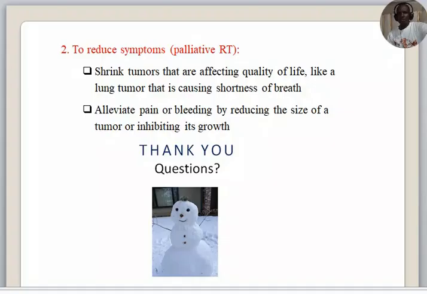The second reason we do radiotherapy is to reduce symptoms, which I already talked about, that is palliative radiotherapy. This shrinks tumors that affect quality of life, like a lung tumor that is causing shortness of breath, so that the patient is relieved. We can also alleviate pain or bleeding by reducing the size of the tumor or inhibiting its growth. That's why it's always advisable to go for screening.